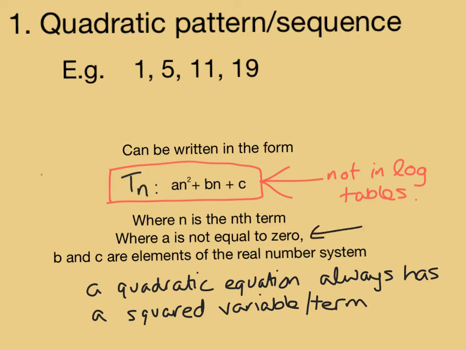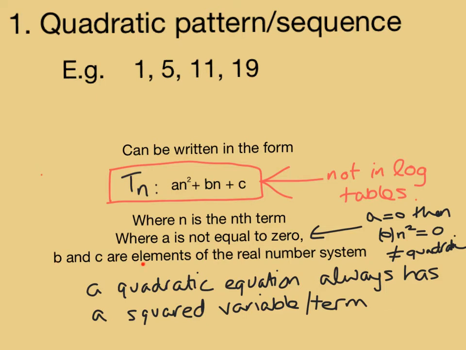In this case here, if a was equal to 0, then 0 multiplied by n squared would equal 0, and it would not be quadratic. That's really important to say. That's why we say a cannot be 0. It can be 0.5, it can be 0.1, but it cannot be 0. It can be negative, so it can be less than 0, like minus 1, minus 2, minus 3, but it cannot be 0.